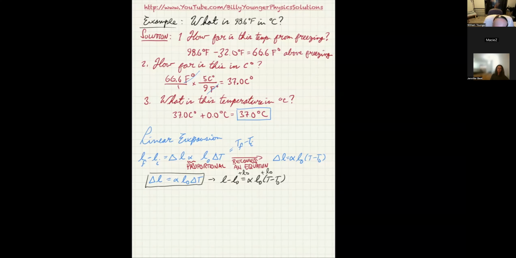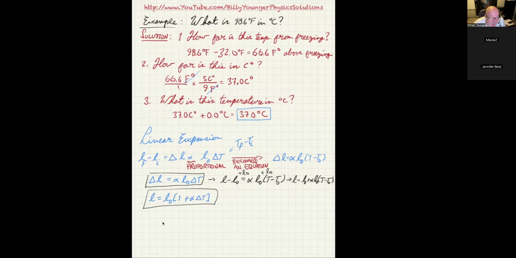Then we get L is equal to L0 plus alpha L0 times T minus T0. Or finally, we can say that I'm going to write it back in blue now, L is equal to L0 times 1 plus alpha delta T. So that's another form you can use.